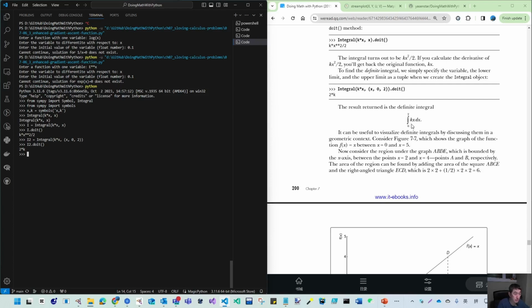Maybe, let me see, if I import pprint from SymPy, how can I print I and I2 with pprint? What's that? Oh, it's not allowed.